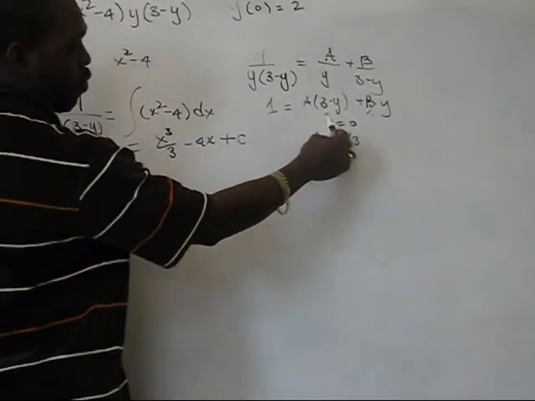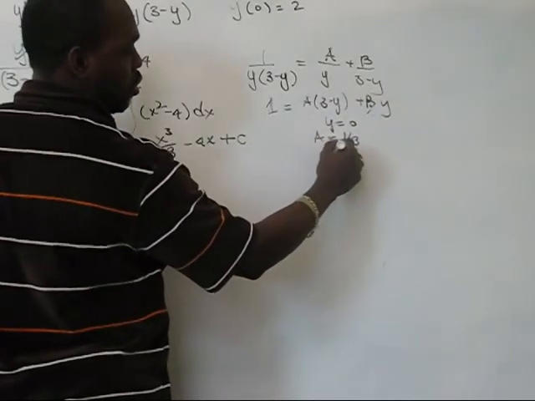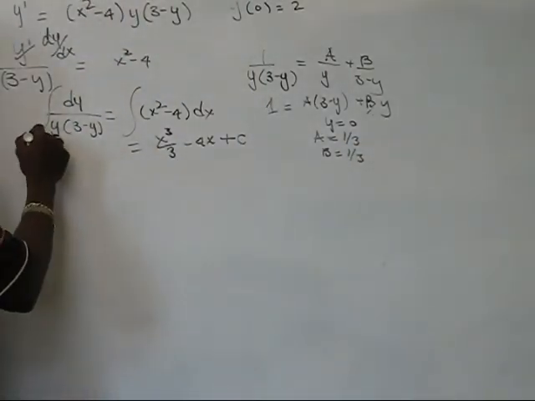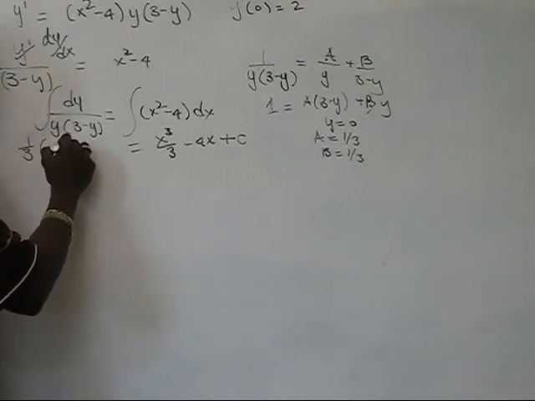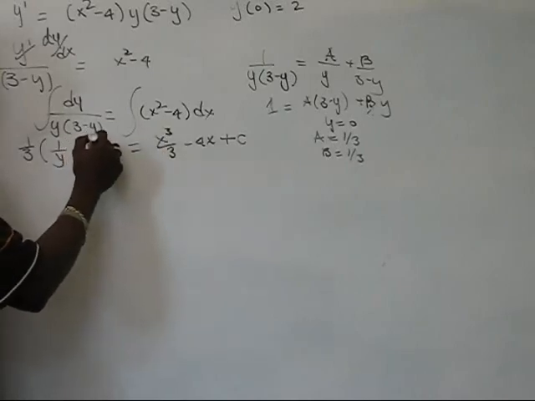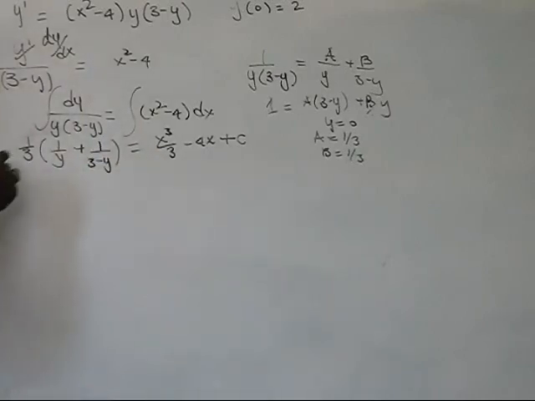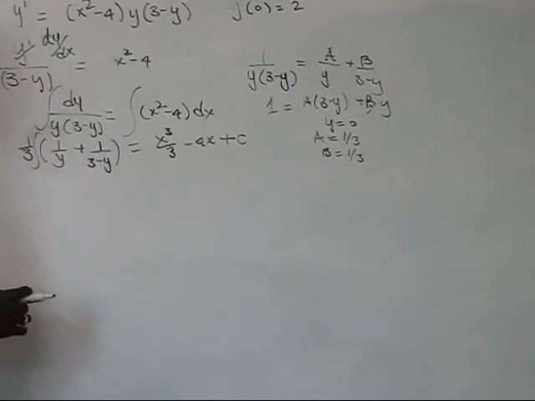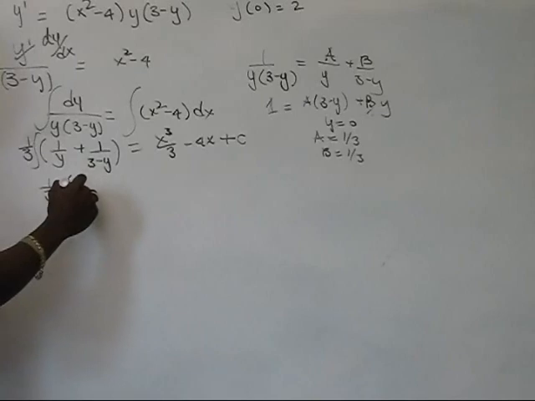And similarly, if y equal to 3, if you put 3 here, you have 0 here, 3 here, so B is also 1/3. So I can go back there and I say it's 1/3 times 1 over y plus 1 over 3 minus y. Remember, I haven't integrated that part of the equation. So now I'm ready for it. So it's 1/3.